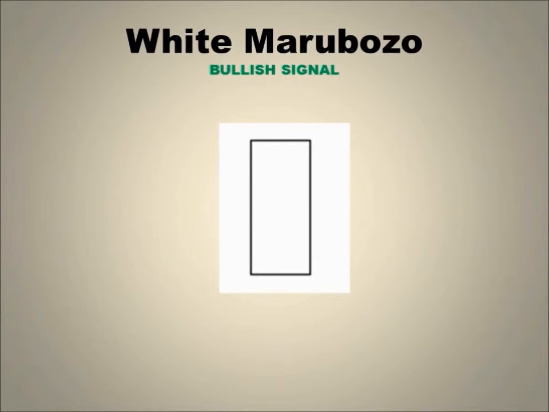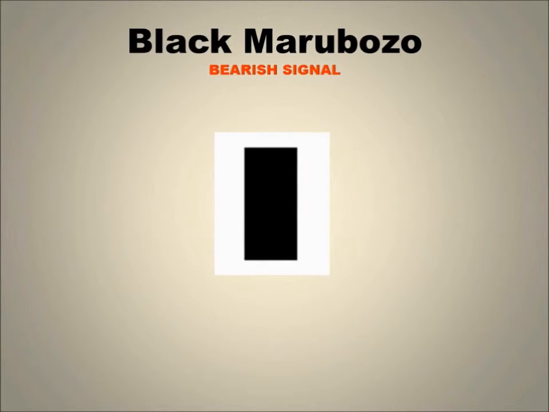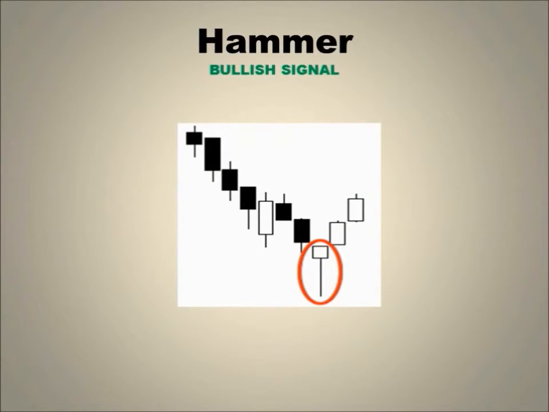So we're probably not going to see too many of these as much as the dojis, but when we do see this candle, it does give us a clear indication that we are in the bull market. And the same applies to the black Marubozu, which gives us an indication that we are in the seller's market. And we also talked about the hammer.